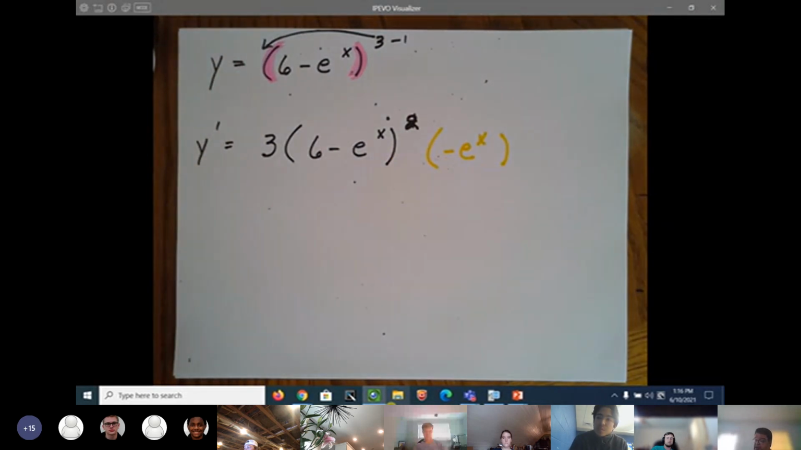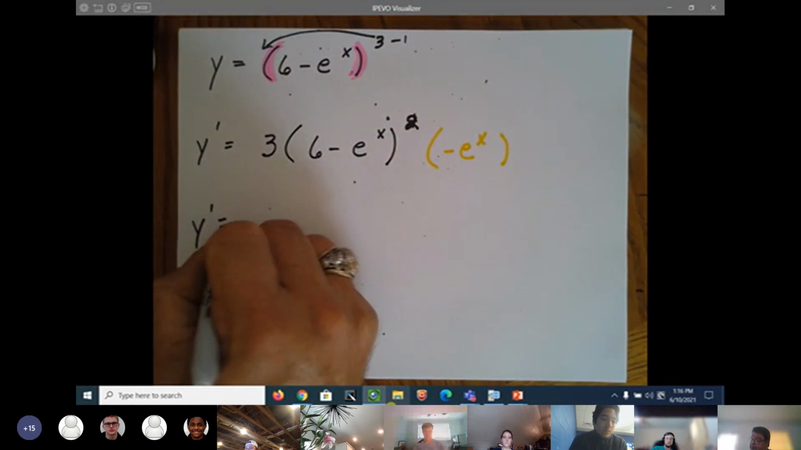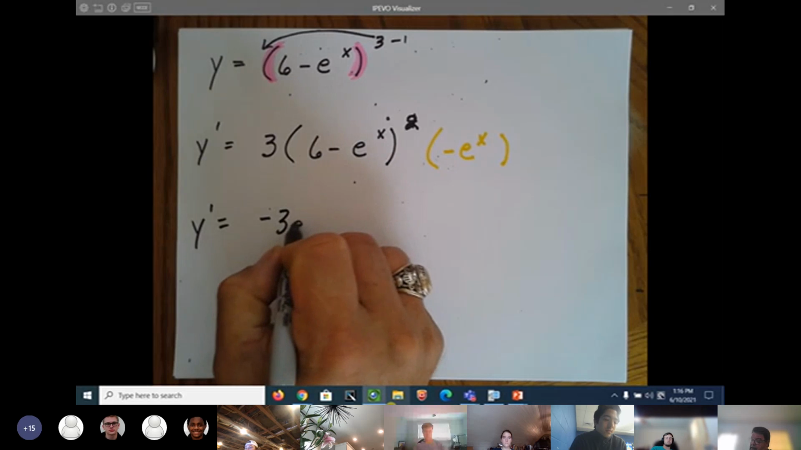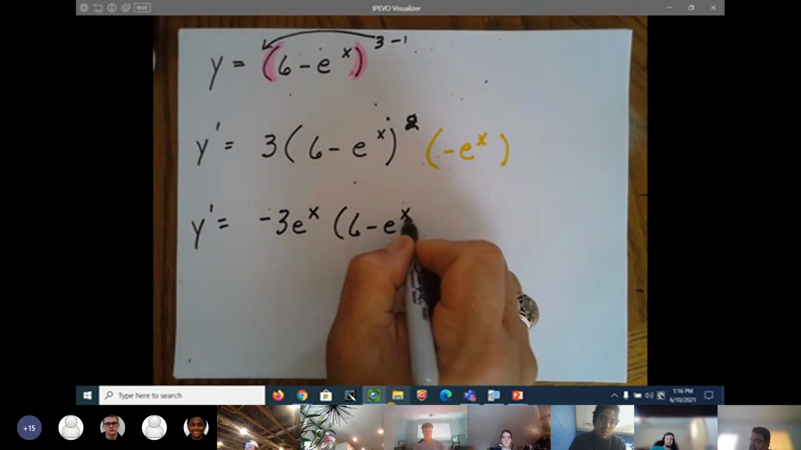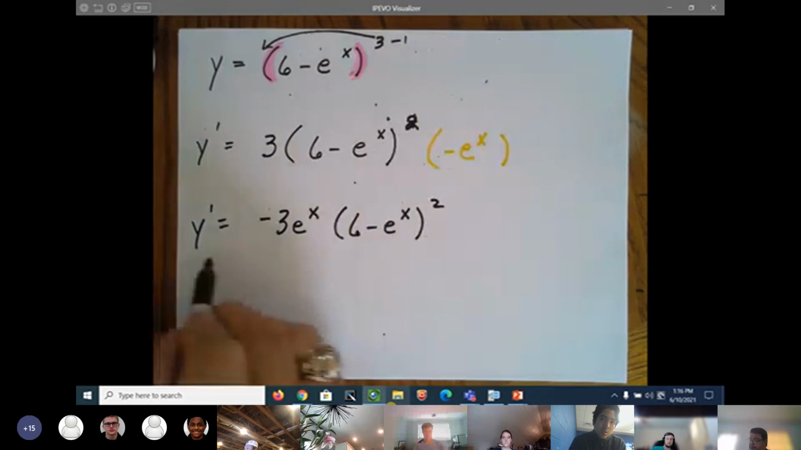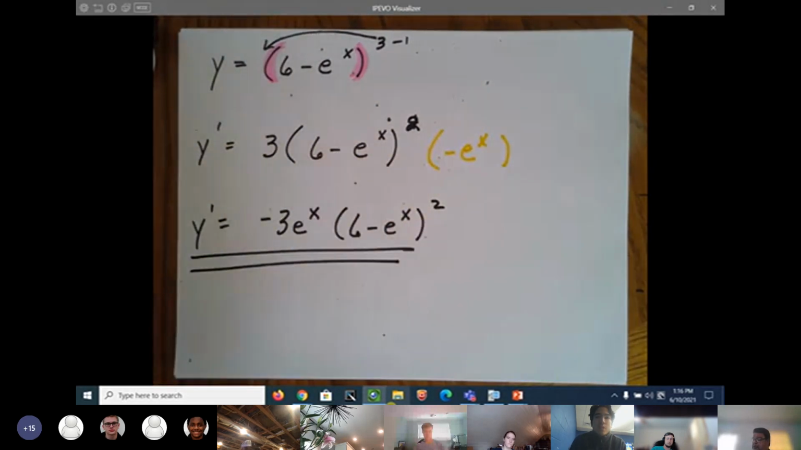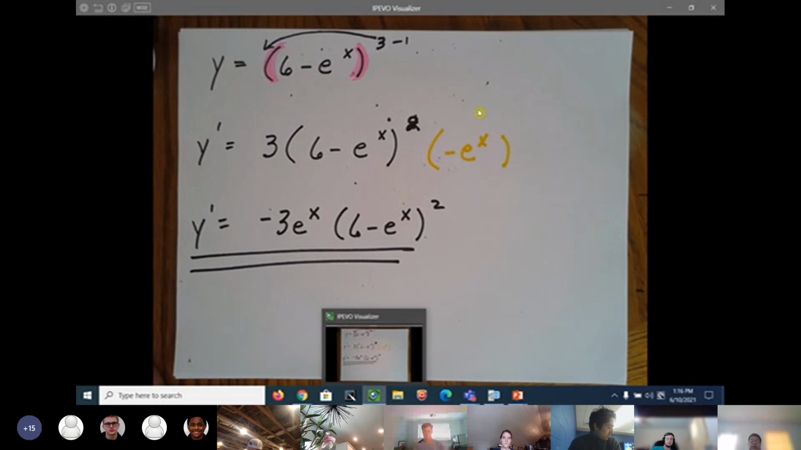And the final answer is negative 3 e to the x times 6 minus e to the x. And that's pretty much all you can do on that one. I don't think they would do anything else with that one, but they could.